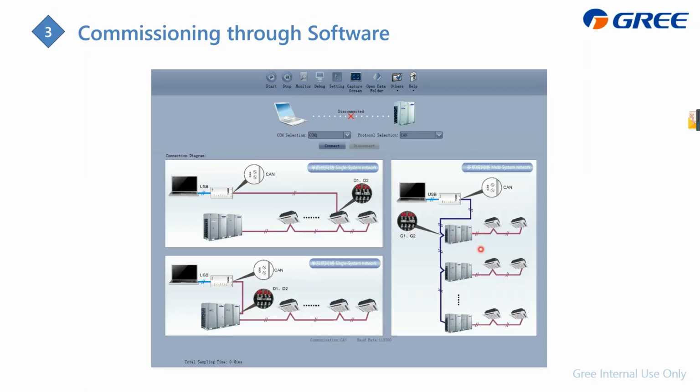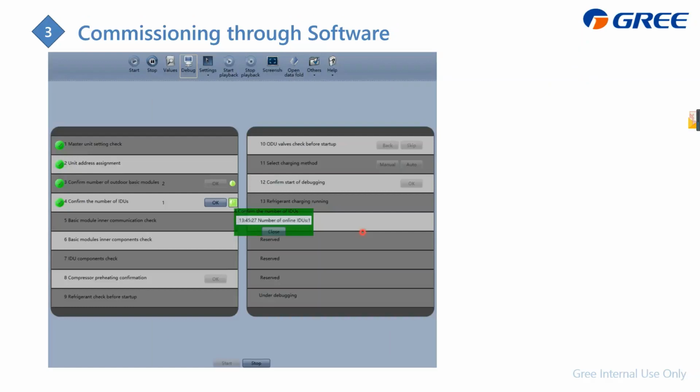And if you want to do the commissioning for the multi-system simultaneously, you should connect all the systems through the communication wire, and we should connect the G1, G2. All the systems, the G1, G2 should be connected, and through this, the laptop connects to the wire of the master system, the G1, G2. And that's the interface of the commissioning software.